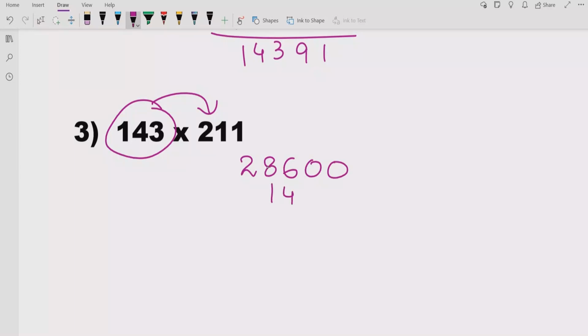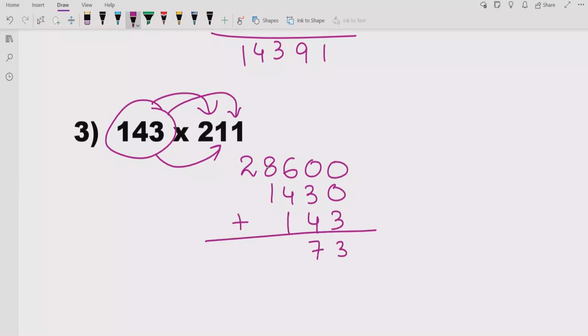And after that, we will multiply 143 from 1. Again, we get 1430. And again, we will multiply from this one 143. Now add both of them: 3, 7, 11, 10, and 1 is 3. So 30173 is the answer of this 3-digit number.